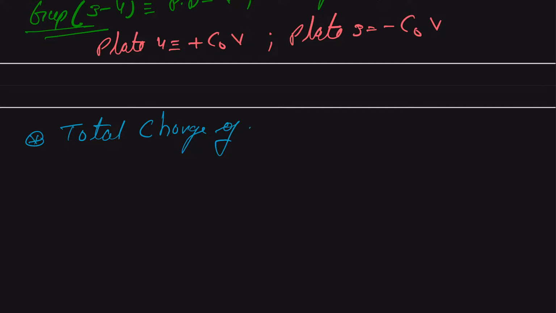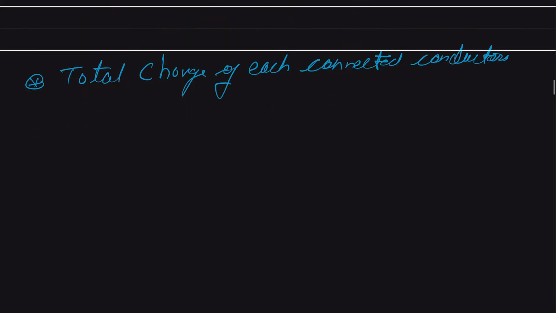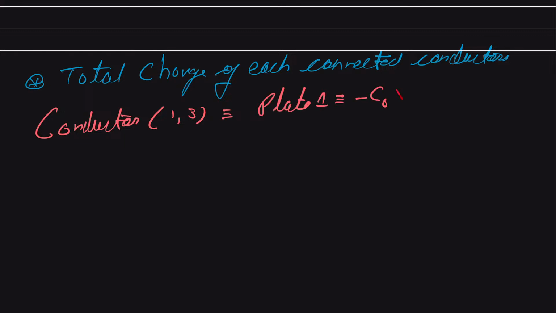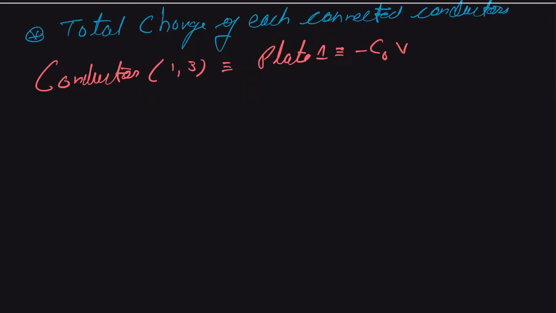Charge of each connected conductor. First and third, and second and fourth, are connected. So we start with our first and third. We have a conductor first and third, and we know that our plate 1 has a charge of minus C0 V, and plate 3.